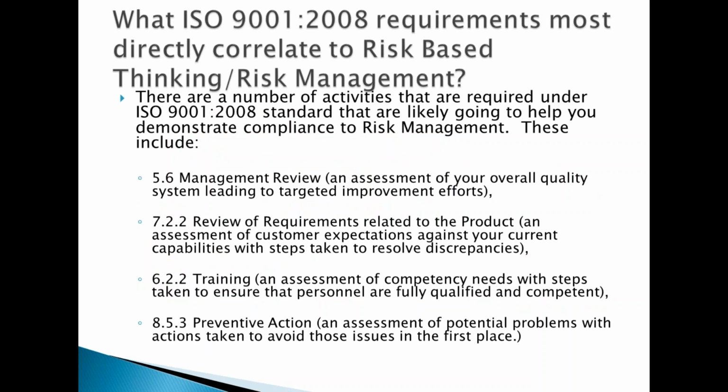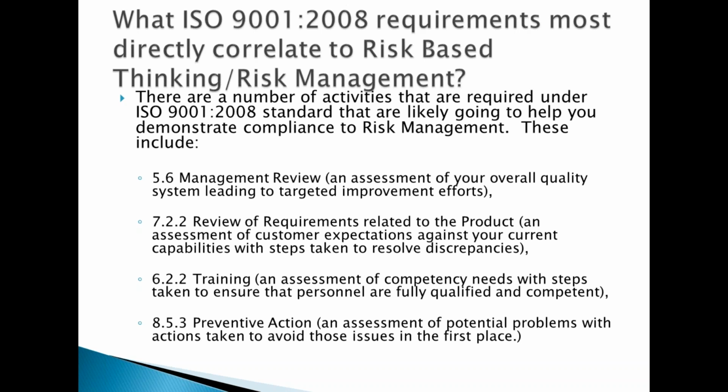Now, there are a number of things that you are already doing under 9001:2008 that are going to directly correlate to risk-based thinking. Let's explore a couple of those. Let's start with management review. Within the context of a management review meeting, you're already assessing your overall quality system, and recommendations for improvement are supposed to be an output of management review. Well, that's risk-based thinking by its definition. So a good management review meeting is going to help.